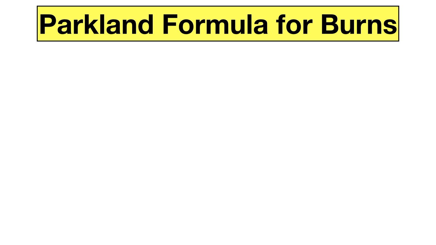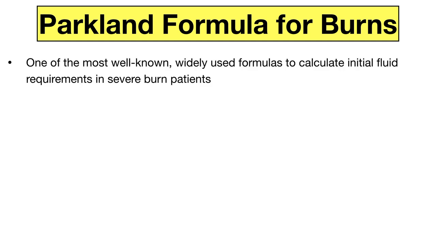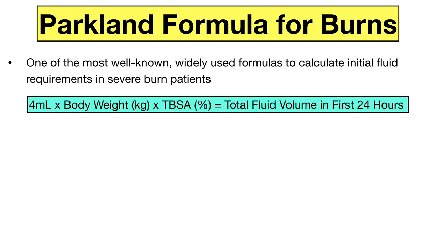So hopefully you can see now why fluids are so important and why there are formulas and protocols to calculate fluid requirements, such as the Parkland formula. The Parkland formula is one of the most well-known and widely used formulas to calculate initial fluid requirements in severe burn patients. Again, the Parkland formula for an adult is 4 mLs times the body weight in kilograms times the total body surface area percentage affected by the burn.